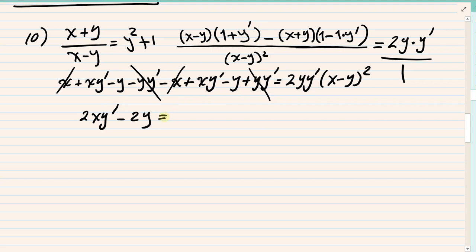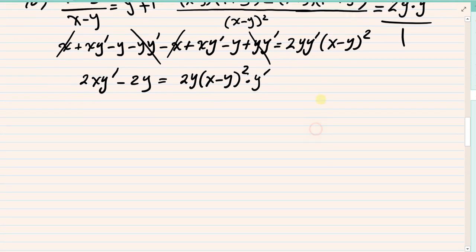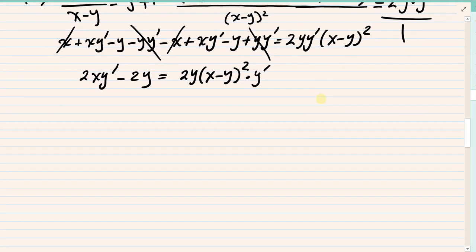Equals the other side that we have, right? Because we want to isolate for y prime, so let me just write this as 2y times x minus y squared times y prime. I just rearrange, move y prime in front. Okay, so next step, because I want to divide both sides now by y prime, and this is going to be y prime equals, oh actually, okay, it's too soon to do that.